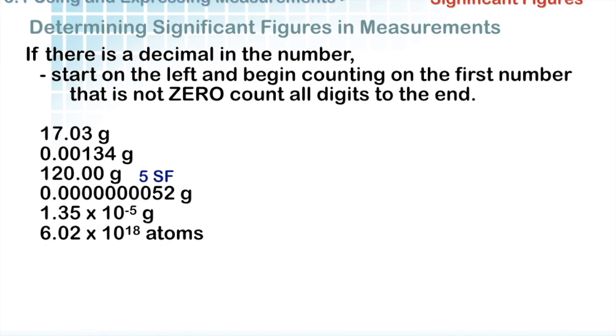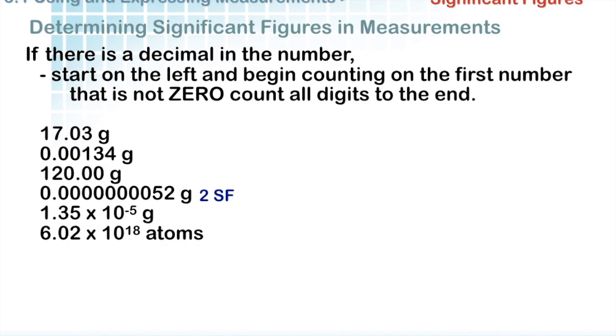Then this next one, all those zeros in front of that 5 don't matter because you start on the first non-zero. So there's a 5 and a 2. So that digit is going to be a 2-digit or a 2 significant figure calculation.